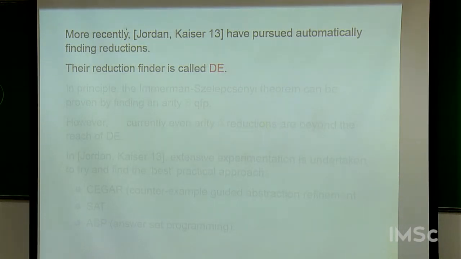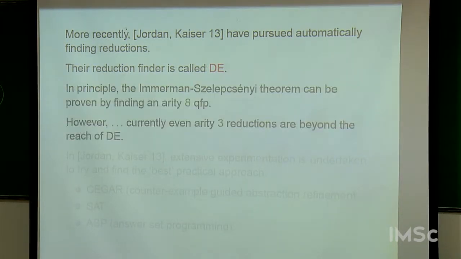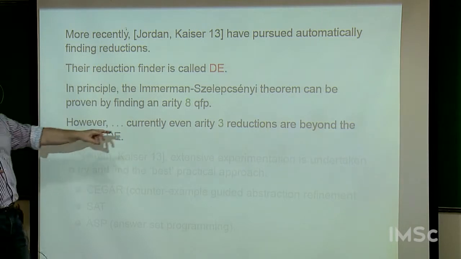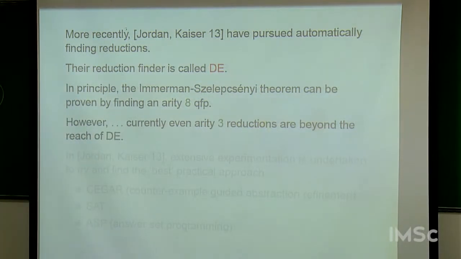This has been picked up recently by Jordan and Kaiser. They have a reduction finder called DE. And they say that, in principle, you can prove the Immerman-Szelepcsényi theorem if you can find what turns out to be an arity 8 quantifier-free projection. Problem is that with their tool, they struggle with even arity 3. So there appears to be a really big blow-up.